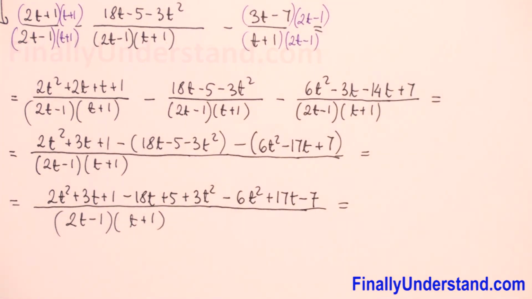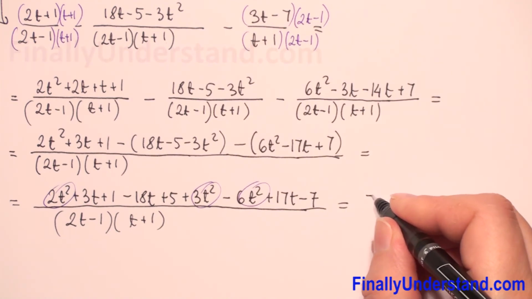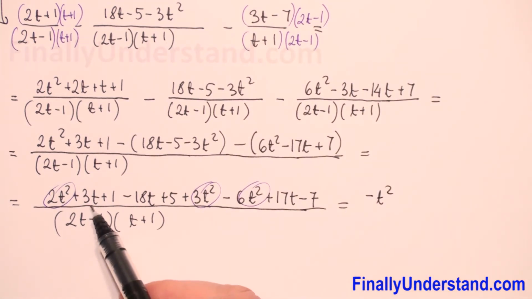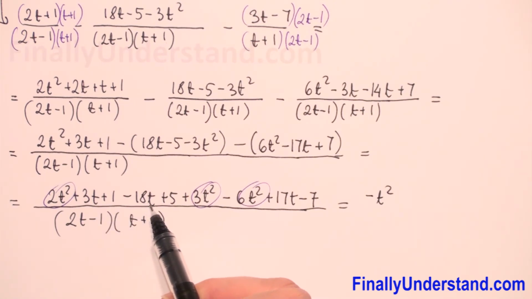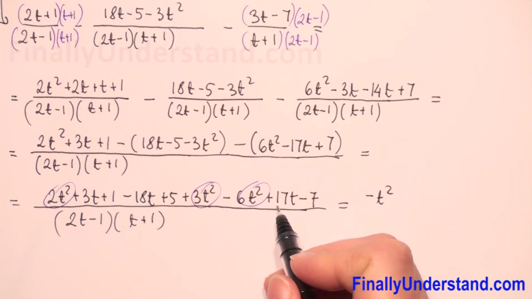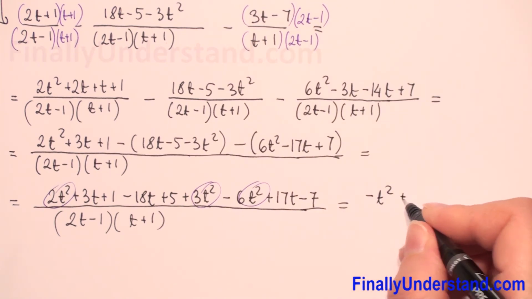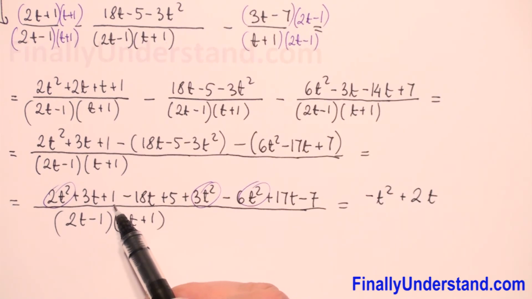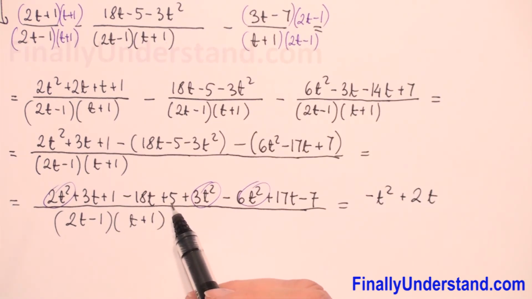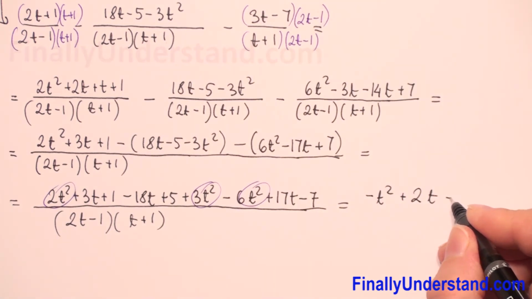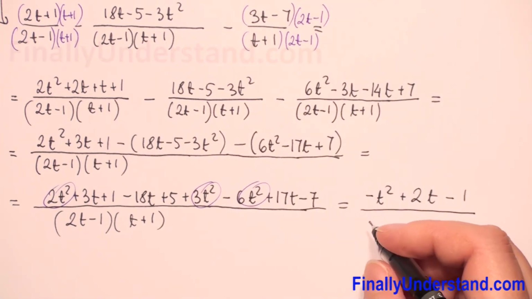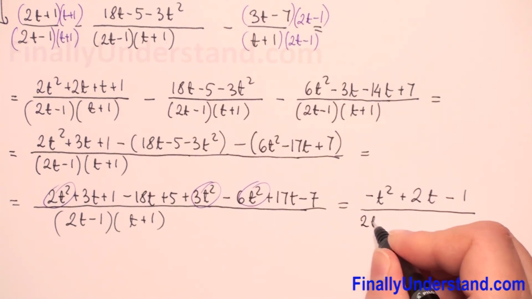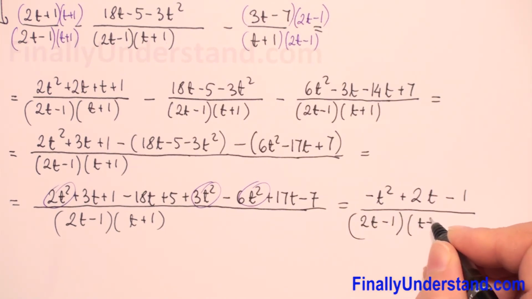Now we have to combine the like terms. We have 2t squared, 3t squared, and negative 6t squared, so it will be negative t squared. Now we have 3t and negative 18t, so it will be negative 15t, and we have 17t, so it will be plus 2t. And the constants 1 and 5, so it will be 6 minus 7, so it will be minus 1 over 2t minus 1 times t plus 1.